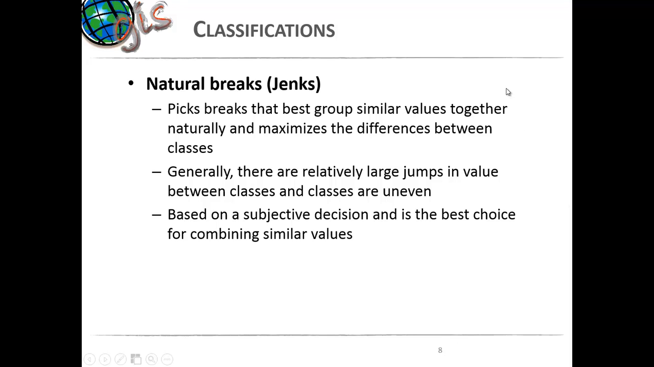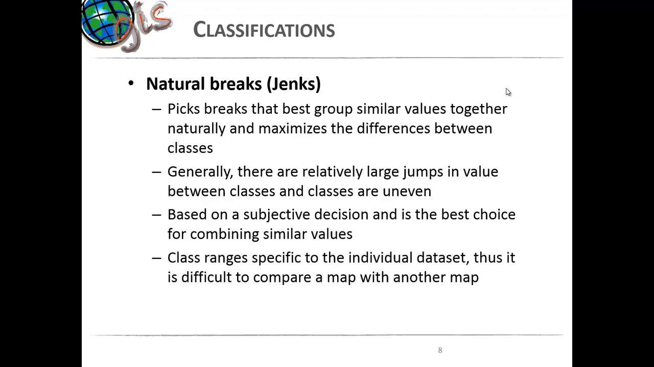This is usually done based on a subjective decision, and it is usually the best choice for combining similar values. We'll talk about the different types of data again, but this class range is very specific to individual data sets. So it is very difficult to compare the map that student A created versus student B, because they might not have used the same classification system. Unless they are using the same break values, it's extremely difficult to compare two different maps.